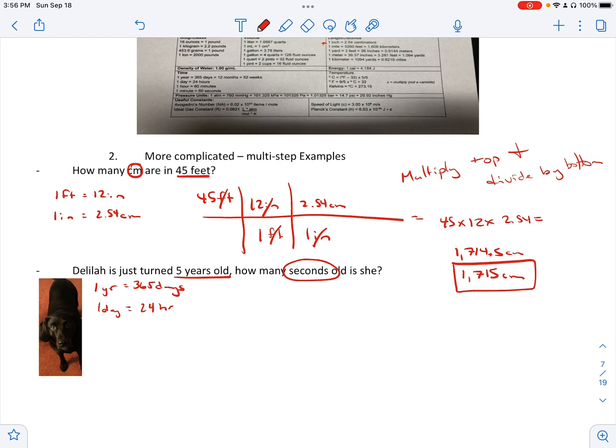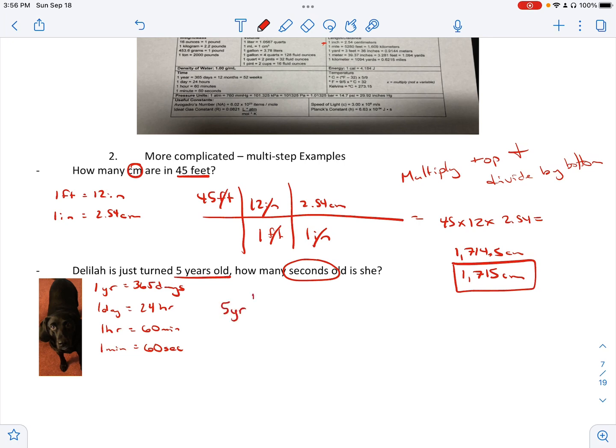And then we have 1 hour equals 60 minutes. And then 1 minute equals 60 seconds. So this is going to be a little bit bigger and a longer one. This is why we want to put it on a little table so we can easily cancel it out. So let's see how many seconds old Big D is.